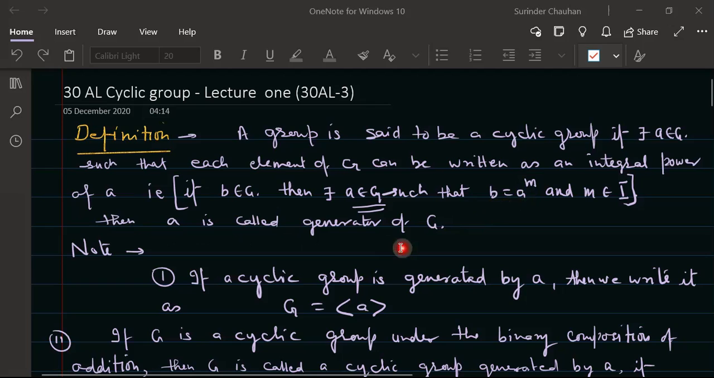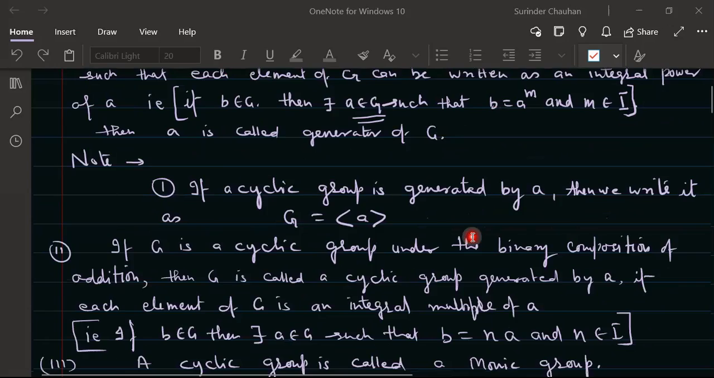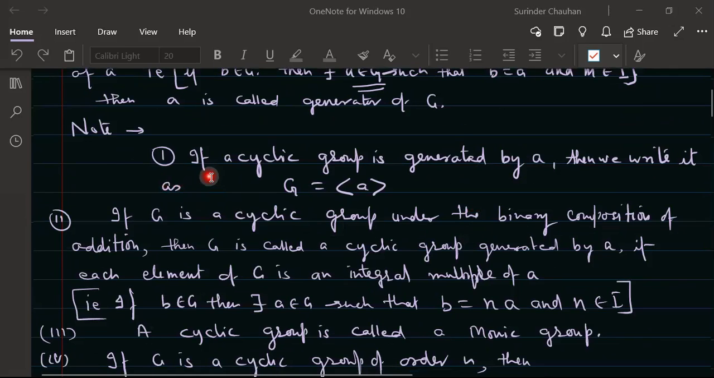If such a situation holds true in a group, then that group is called a cyclic group, and the element whose integral power generates the group is called the generator of the group. Now, some important notes. If a cyclic group is generated by a, then we write G is generated by a. This is the notation of a cyclic group generated by a.